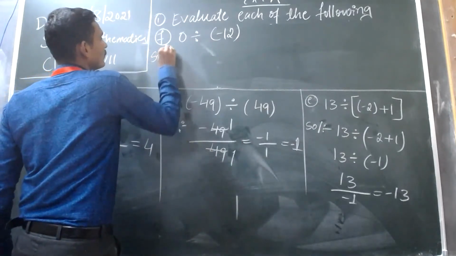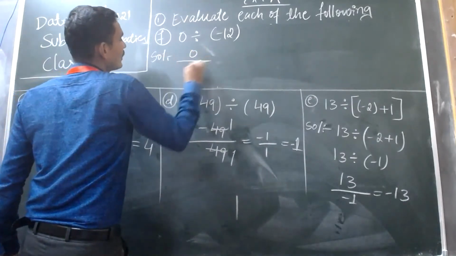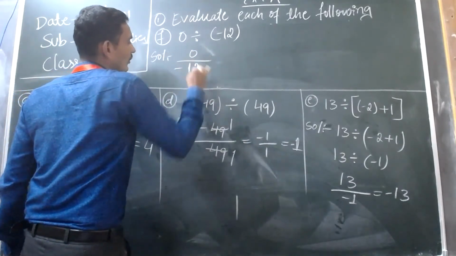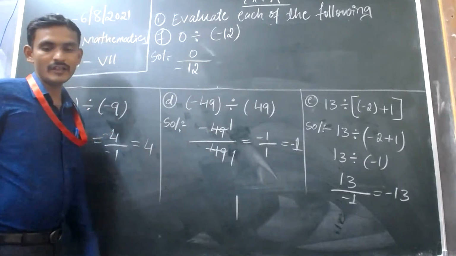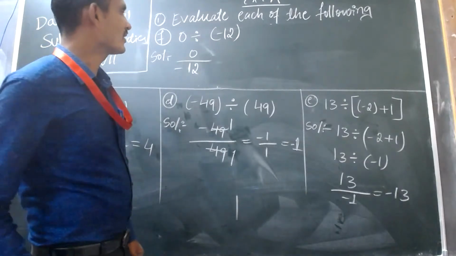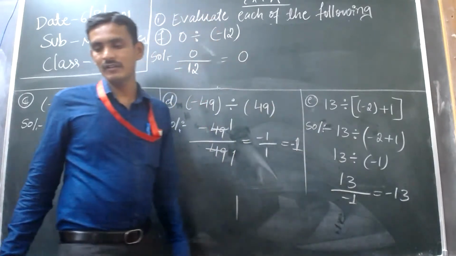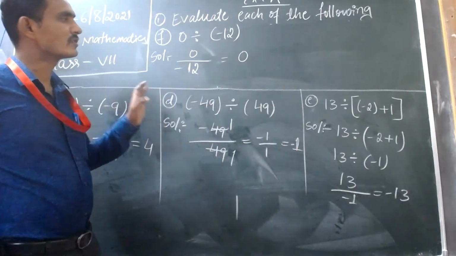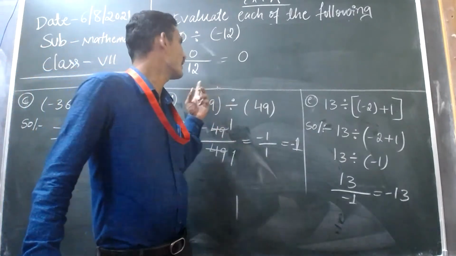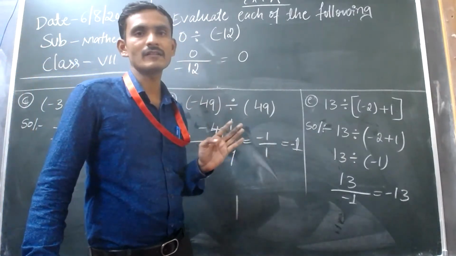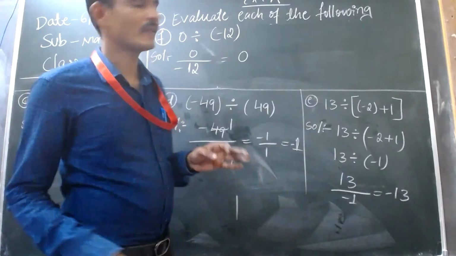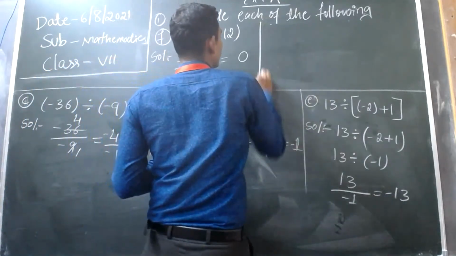Now solution: 0 divided by minus 12 means we will get an answer of 0. So don't write that 0 is positive or negative. We have to write it as 0 only. Next, G.